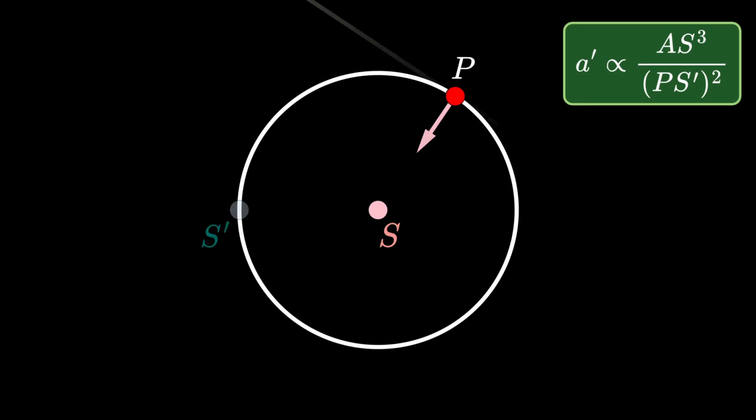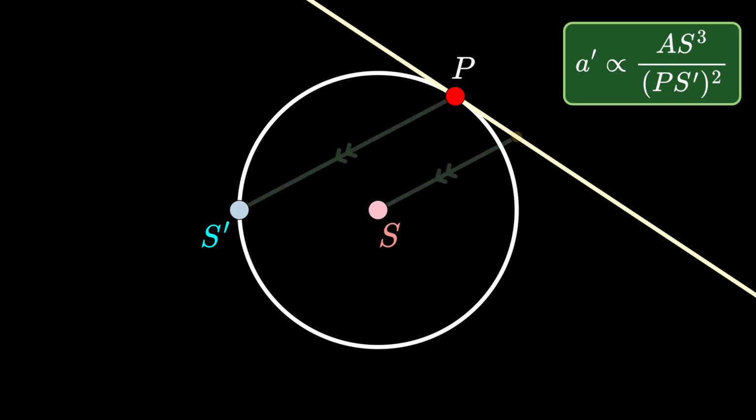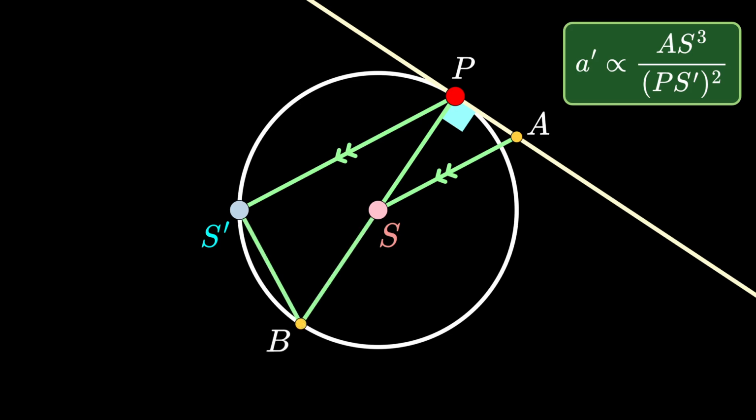Draw a tangent at P, then draw a line from S parallel to PS' to intersect the tangent at A. Now the radius of a circle is always perpendicular to the tangent, so we have a right angle here. By extending the radius to a diameter, we can make another right angle subtended by S' on the circle. In addition, these two angles are the same because of the parallel lines we drew, and let's call these angles theta.